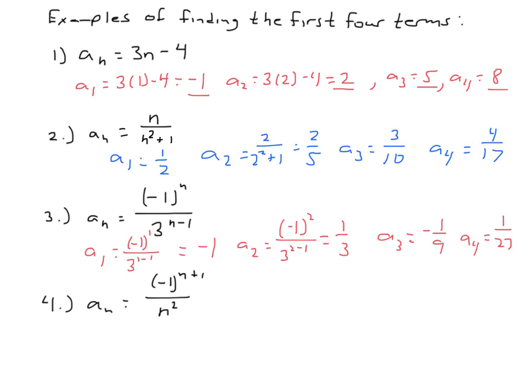What I'd like you to do right now is pause the video and identify the first 4 terms of our last sequence. So in this case, the sequence is negative 1 to the n plus 1 power over n squared. So pause the video, identify the first 4 terms, and when we come back, we'll talk about what you came up with.